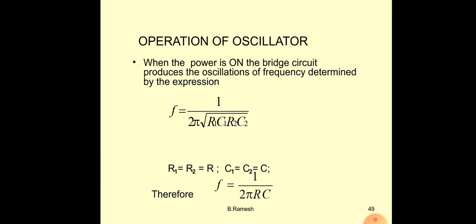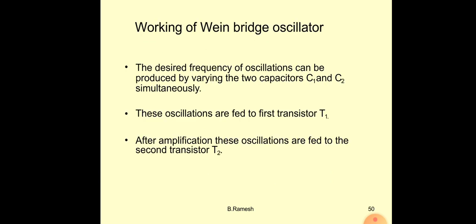Operation of oscillator: when the power is on, the bridge circuit produces oscillation of frequency determined by the expression f = 1/(2π√(R1 C1 R2 C2)). If all resistors are equal, consider R1 and R2 as R, and both capacitors equal, consider as C. Therefore the frequency is f = 1/(2π√(R² C²)).